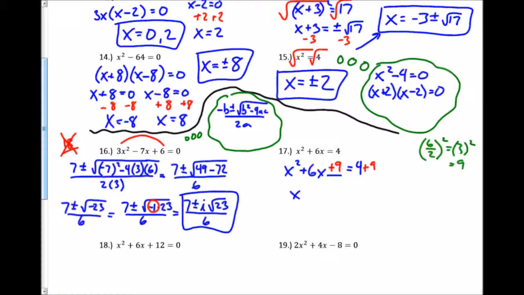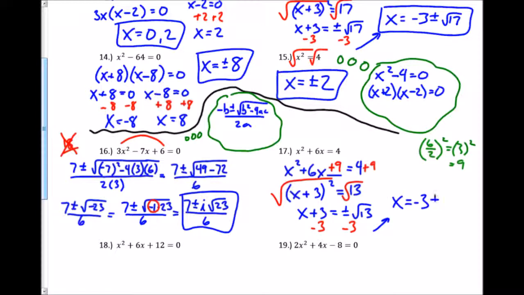Over here, this factors into an x plus 3 squared. This is a 13. I take the square root of each side. So I get x plus 3 equals plus or minus the square root of 13. And now I can subtract the 3. And I'm going to leave this in radical form. Once again, I've got x equals a negative 3 plus or minus the square root of 13. And that's it.